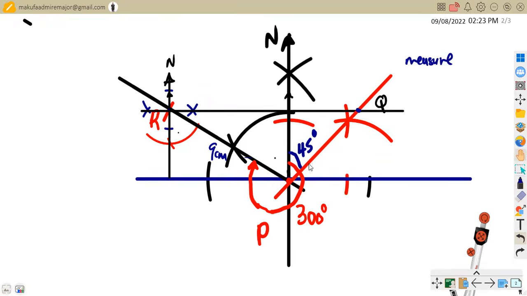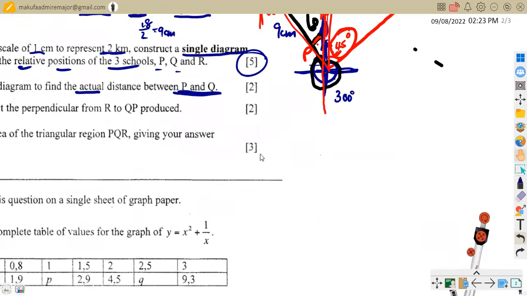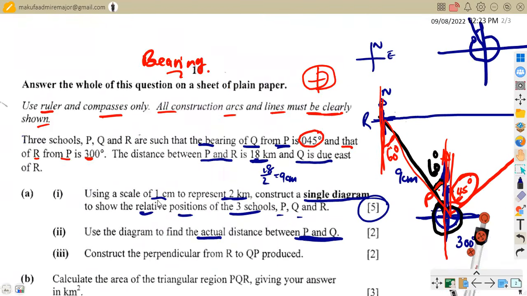After measuring the distance, you use this scale. Remember, we said 1 centimeter represents 2 kilometers. So whatever you get, you multiply by 2. Like I said, guys, I can't measure here because I've adjusted this one, so it's not going to give us the exact value, but that's what you're going to do. You measure, then you multiply by 2. So that was it, guys.